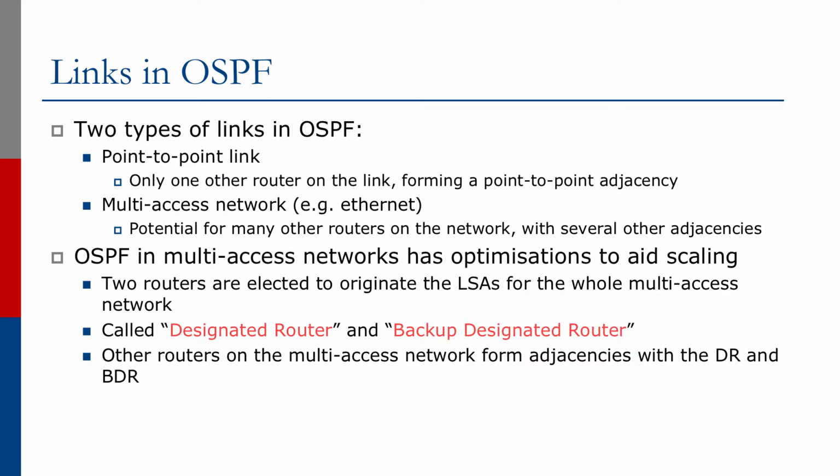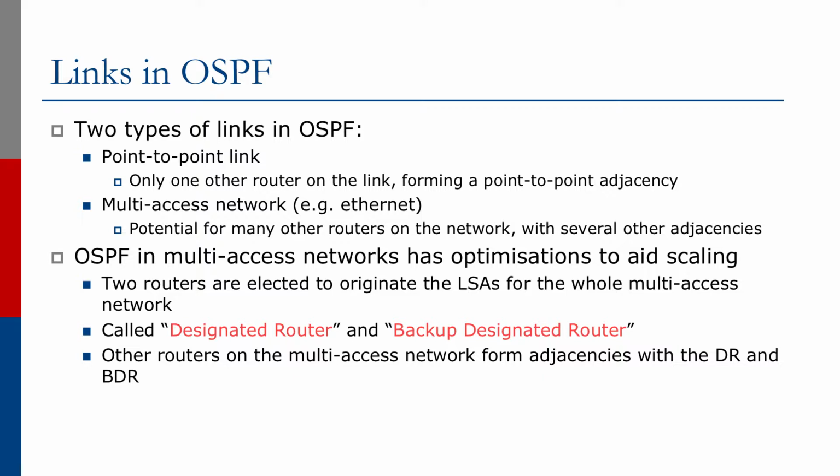There are two types of links in OSPF. One type is the point-to-point link, where there's only one other router on the link, forming a point-to-point adjacency. The other type of link is the multi-access network, for example, the Ethernet. There's a potential for many other routers to be on this network and with many other adjacencies.